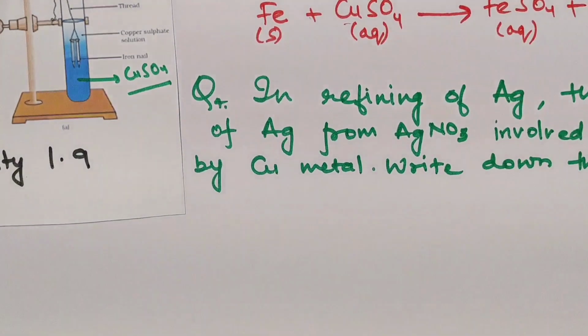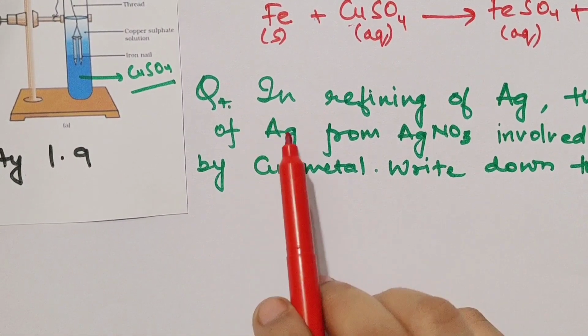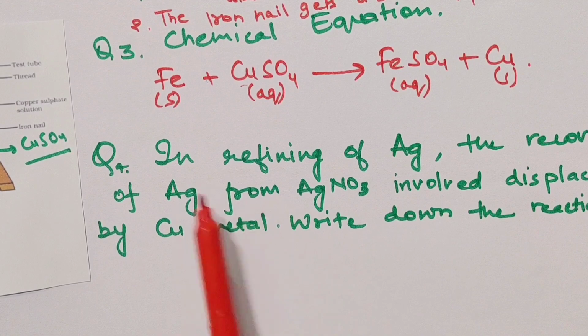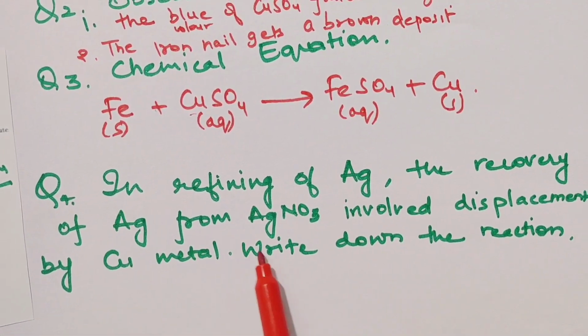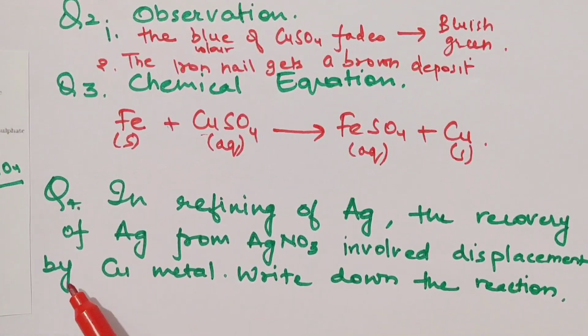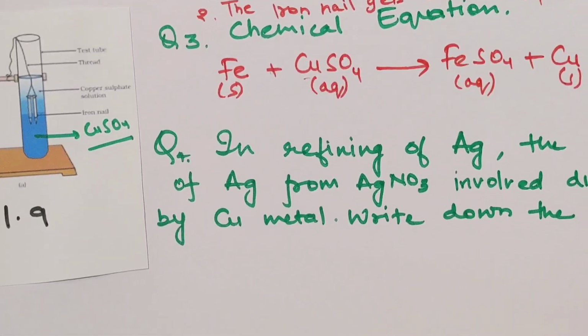Now let's talk about a question. This is also your NCERT question, very commonly asked, but it can be asked from this activity also. In refining of silver, the recovery of silver from silver nitrate involved displacement by copper metal. Write down the reaction. Very simple.